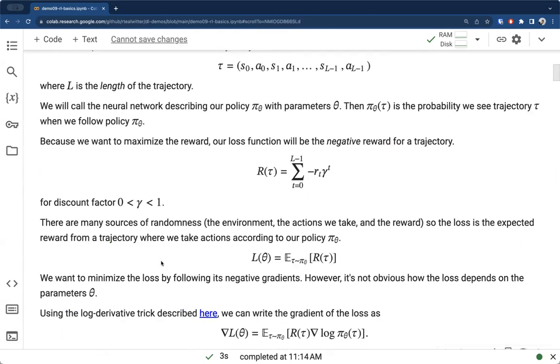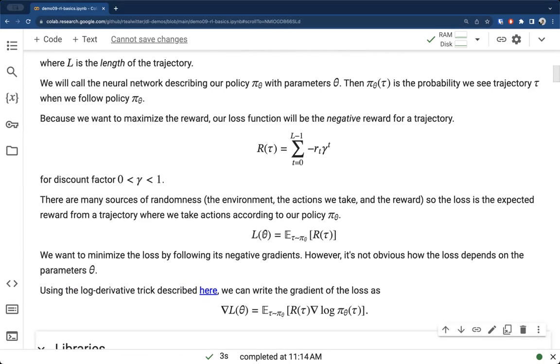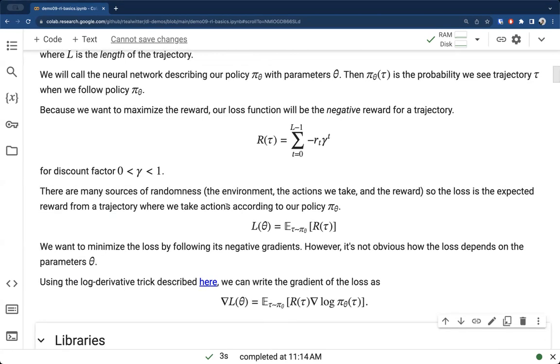As we said, there are many sources of randomness in the environment, the actions we take, and the reward. So the loss is the expected reward from a trajectory where we take actions according to our policy pi theta. In this case, I have just put an expectation around R of tau, which says that we're interested in this quantity on average for the particular policy pi theta that we are optimizing over. Of course, in deep learning, the one thing that we know how to do is to run gradient descent on our loss function, but that's a little bit tricky here because it's not obvious how the loss depends on the parameter theta.